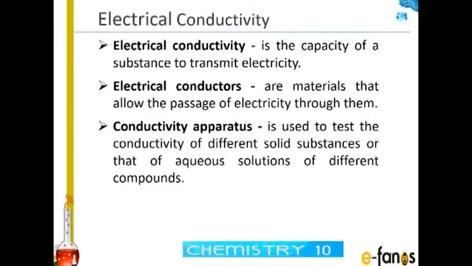Electrical conductivity is the capacity of a substance to transmit electricity. And electrical conductors are materials that allow the passage of electricity through them. A conductivity apparatus is a device used to test the conductivity of different solid substances or that of aqueous solutions of different compounds.